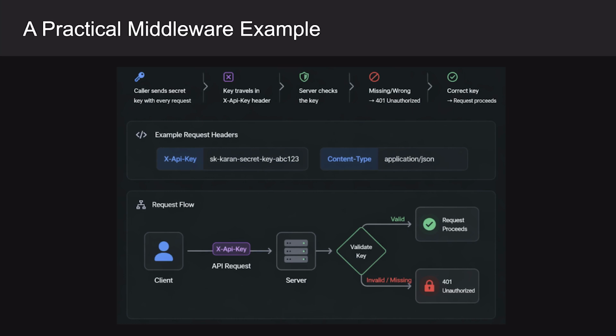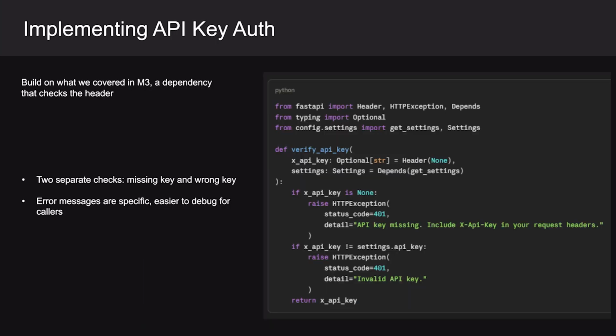Look at the example headers. The key travels in x-api-key, a custom header. The server never stores sessions, never issues tokens, never manages login flows. It just checks one header value. This makes it stateless, lightweight, and perfect for server-to-server communication and internal AI tools where you control who has the key. You've actually seen this dependency before. We built it in Module 3. Let's look at it properly now.